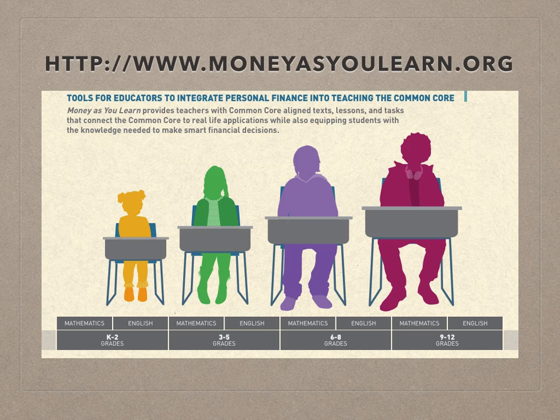This task was built in partnership with Illustrative Mathematics and moneyasyoulearn.org. You can go to this site to find lessons and tasks that integrate personal financial literacy that are already aligned to the Common Core. If you're teaching economics, this is a good place to look for tasks that integrate both economics and math. You can see that it's broken into clusters K to 2 and 3 to 5. So you can look for math tasks and language arts as well.